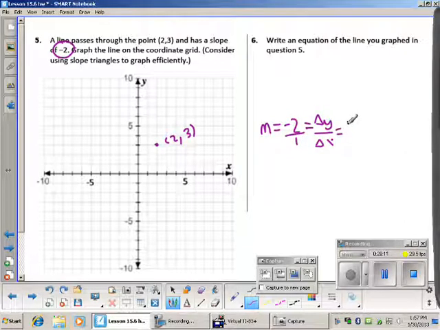This tells me to change y by negative 2, which means go down 2, boom, boom, run 1, there's my second point. And I can do this again to confirm it's linear, down 2 and over 1, down 2 and over 1, and I can even go backwards. So I can go up 2 over 1, up 2 over 1, up 2 over 1. Either way, we can see they're all going to line up linear, slope of negative 2, passing through 2, 3. Let's put a line on this. Let's go green.